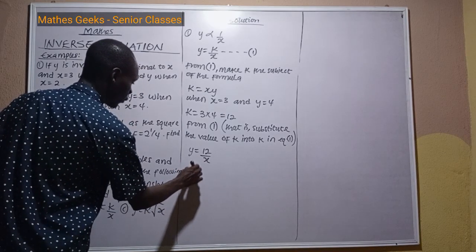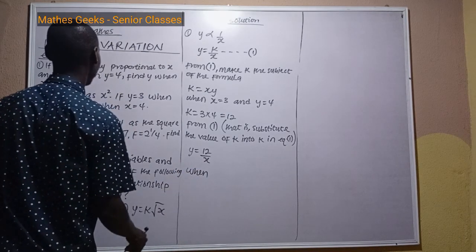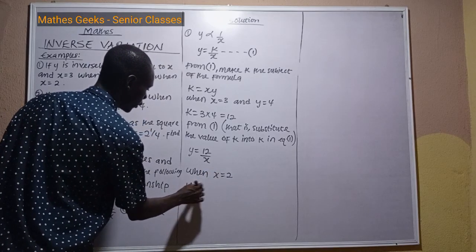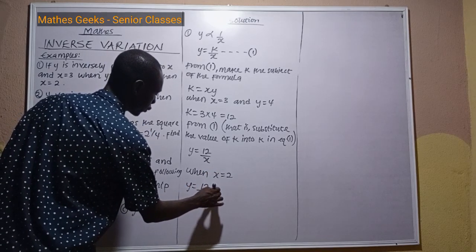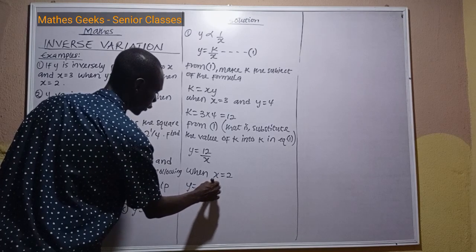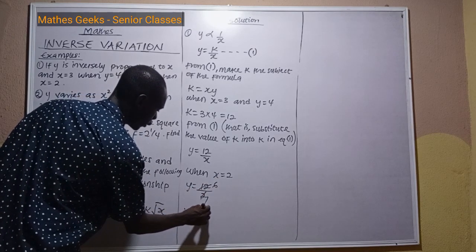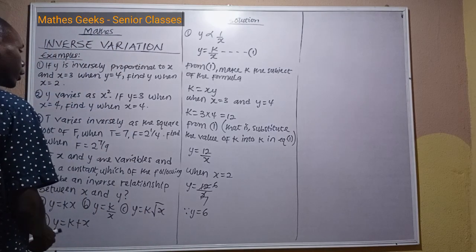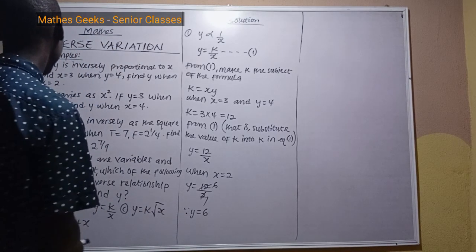Then we say when x is 2, y is equal to 12 over 2. 2 here 1, 2 here 6. Therefore y is equal to 6. So that's the value of y when x is 2.